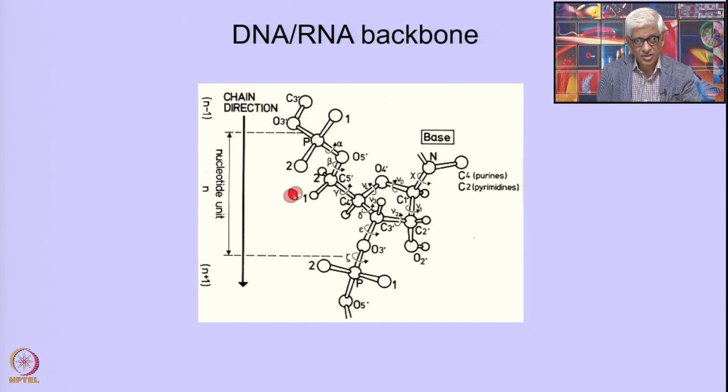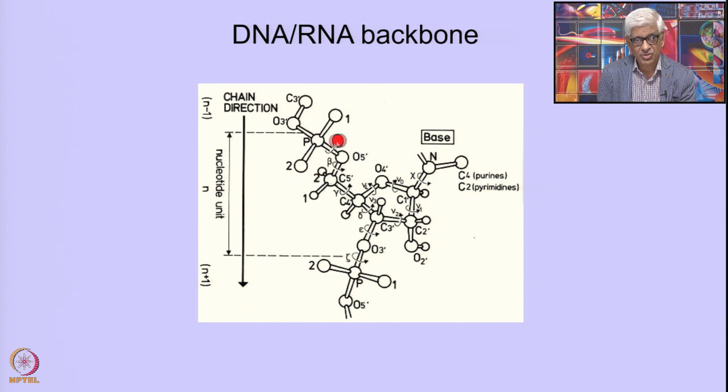So one end is the 5 prime end, the other end is the 3 prime end. The chain goes in this direction, 5 prime end to 3 prime end. So one particular nucleotide unit, this is n, goes from one 5 prime end to the other 3 prime end.